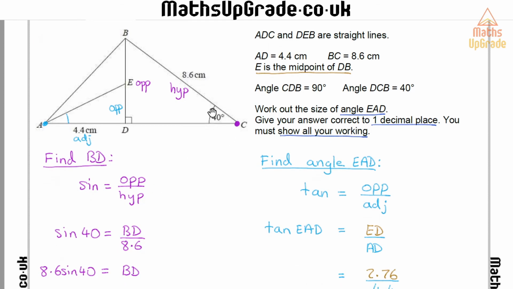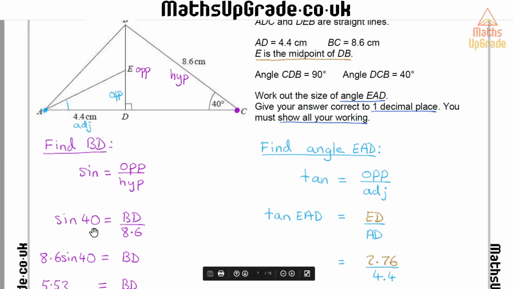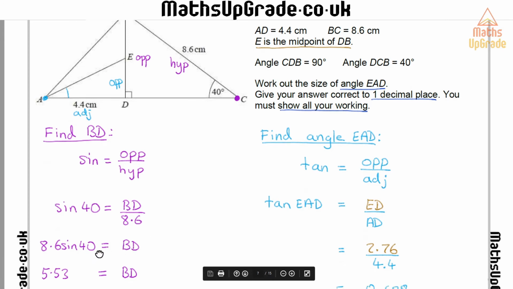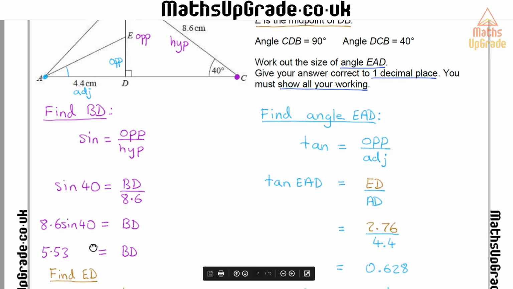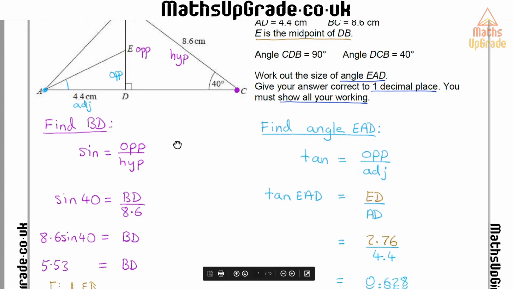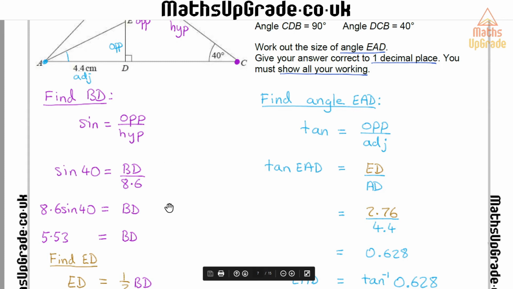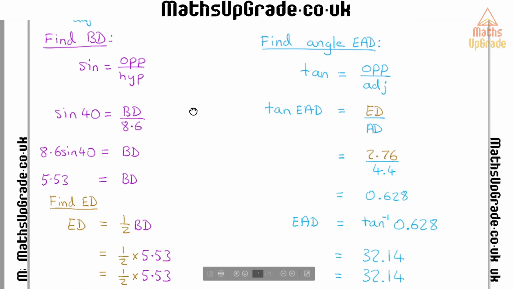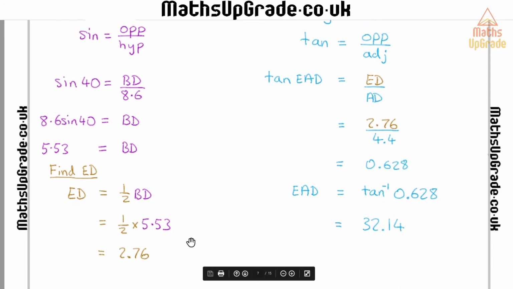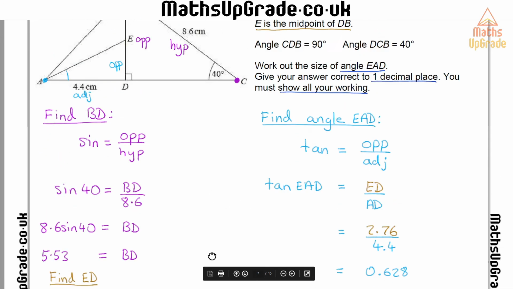So the sin of the angle, sin of 40, equals the opposite, which is BD, divided by 8.6, which is the hypotenuse. Rearranging that to get BD by itself as the subject of the equation, 8.6 times sin 40, I get 5.53. So BD is 5.53. Now, since ED is half of BD, because it's the midpoint here, ED is going to be half of 5.53, which is 2.76. So I've found ED now.